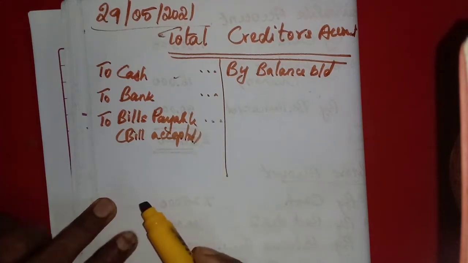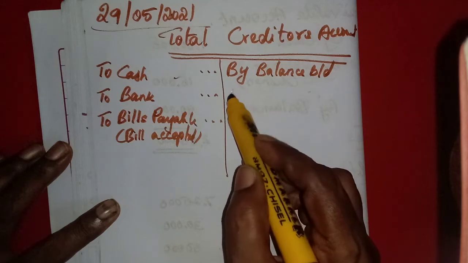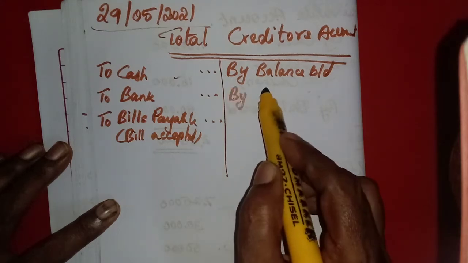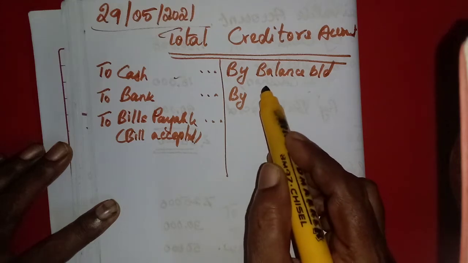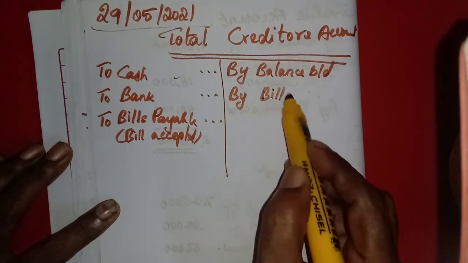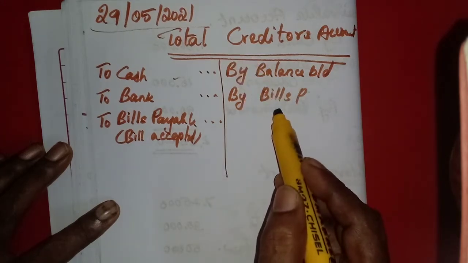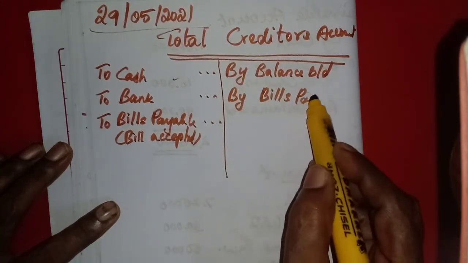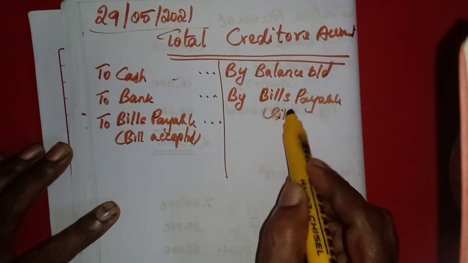Then if the bill accepted is dishonored, it is the reverse entry. This side we should write the bills payable account. Again we have to credit the total creditors account, bills payable account debit to total creditors. Here you have to write bill dishonored.